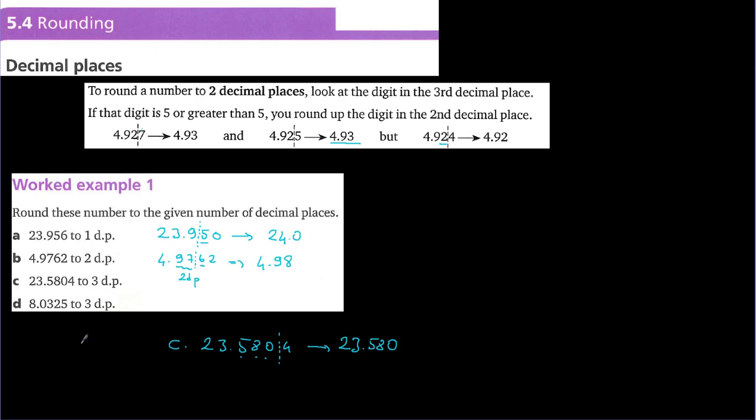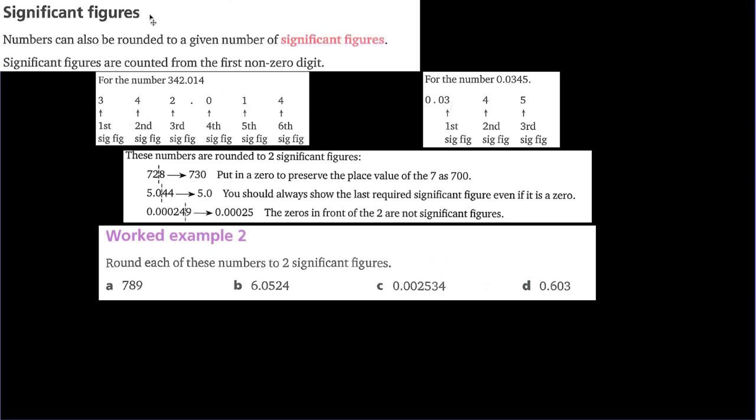Okay, the last one is 8.25, and it is asking for 3 decimal places, so I'm going to divide it like this. This is the 3rd decimal place. With respect to that, this number is 5, which is 5 or greater than 5. So you may round up this number, and it's going to be 8.033. We can also round numbers with respect to significant figures.